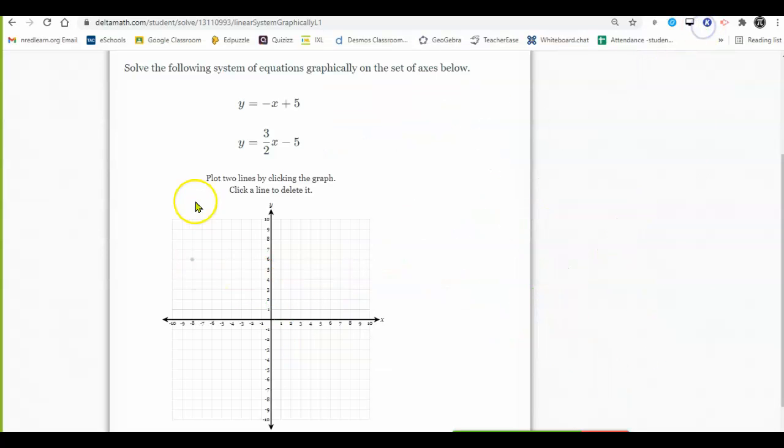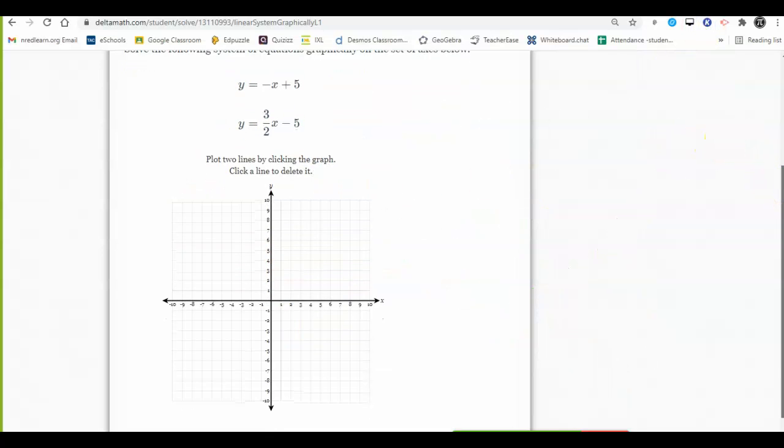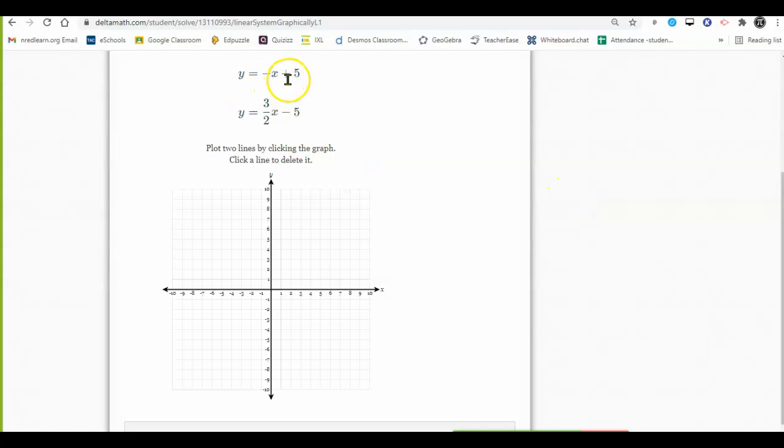So now let's do that same task, but by using my mouse. Y equals negative x plus 5. Go up to 5, and then go down 1 over 1. Click. That graph is done. The second graph, go down to negative 5. Go up 1, 2, 3, and over 2.